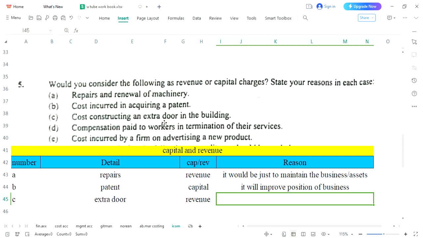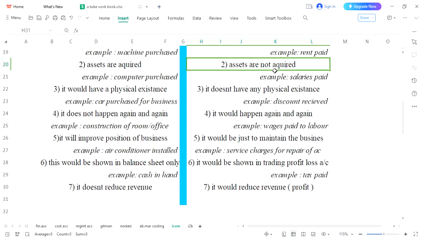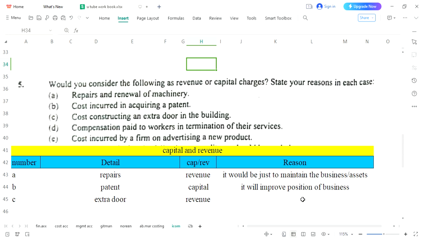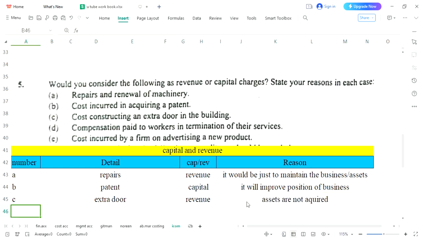Alright, why is it revenue? Because asset is not acquired. First, asset is not acquired, and then it would not happen again and again. It would happen again and again, yes, possibly, to maintain the business. So we may call it asset is not acquired. That is the better reason. Otherwise, I have told you that a few of the other reasons are also matched. But here, asset is not acquired is the best reason.